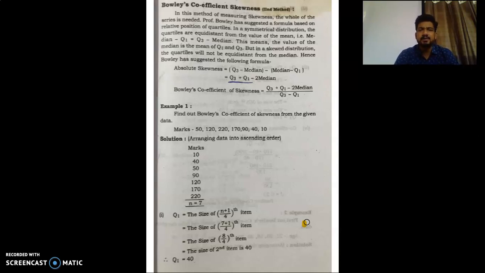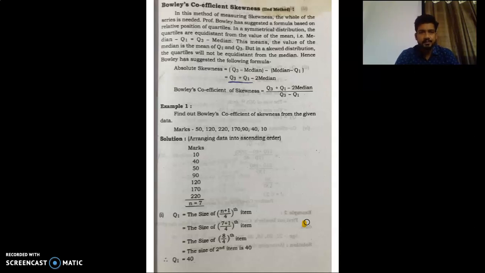In this method of measuring skewness, the whole of the series is needed. Bowley has suggested a formula based on the relative position of quartiles, so we just have to use quartiles here. In the last coefficient of skewness, we used mean, mode and standard deviation. In Bowley's coefficient of skewness, we are using quartiles and median. In a symmetrical distribution, the quartiles are equidistant from the median, that is, median minus Q1 equals Q3 minus median. This means the value of the median is the mean of Q1 and Q3.